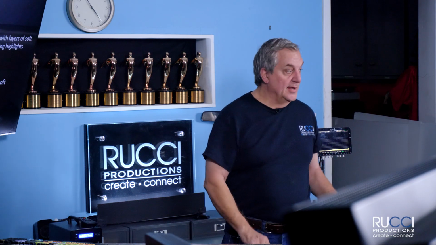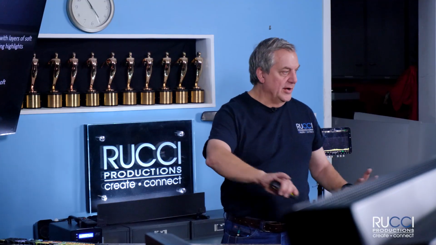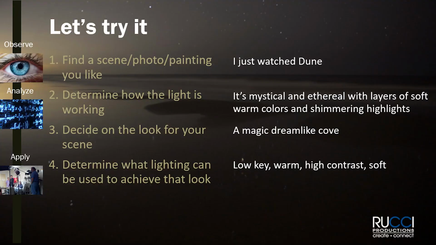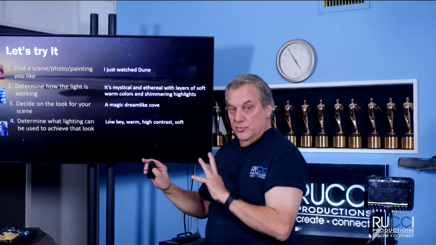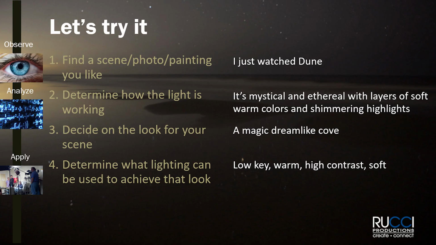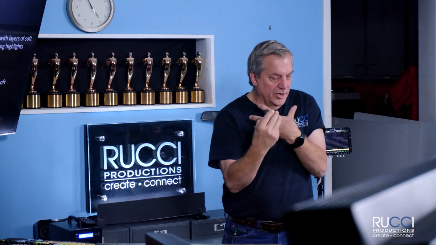I want it to be low key. I want there to be a lot of dark areas. So I don't want it to be a bright, happy scene. I want it to be very moody and dark and low key and mysterious looking. I want it to be very warm. I want to use a lot of warm tones, but I want there to be a lot of high contrast to add drama. I want the lights and darks to be very stark, and I want it to be soft.